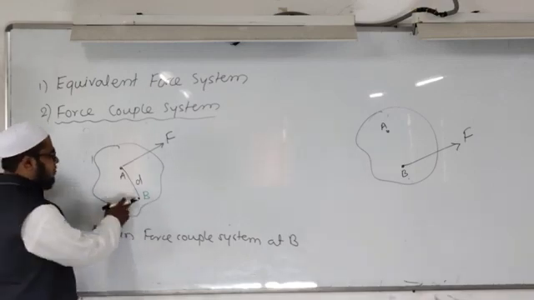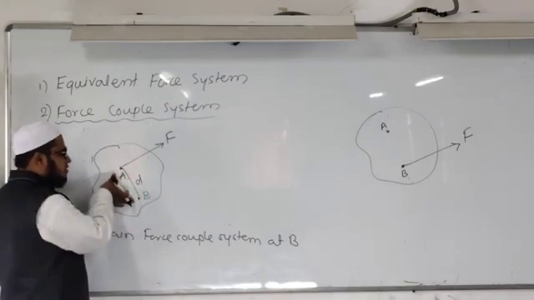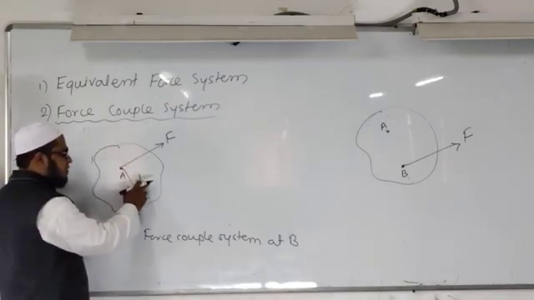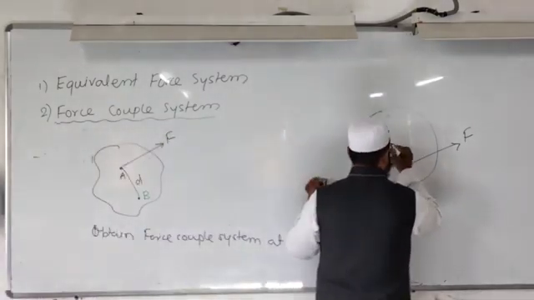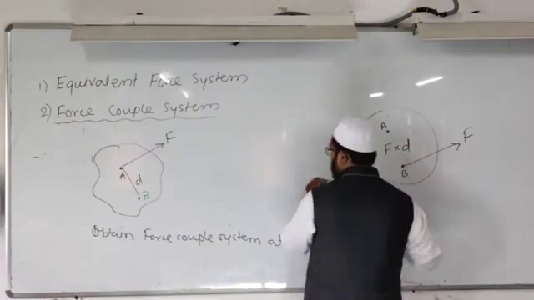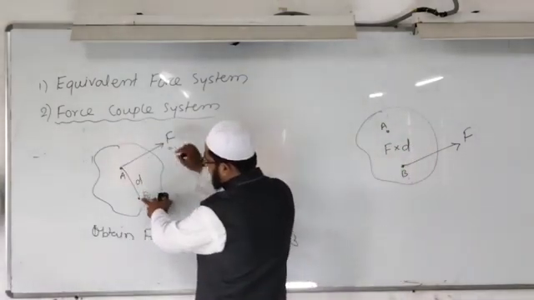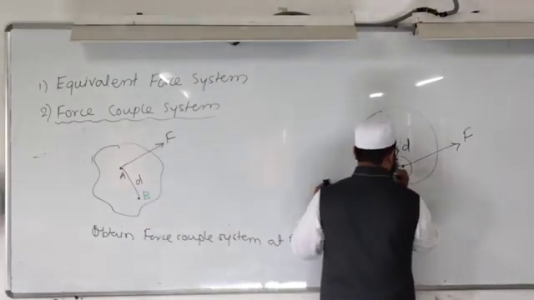If I am calculating the moment, what is the moment? Force into distance from the moment center. Force is F and distance from the moment center B is D. Therefore, the couple will have the magnitude of F into D, with orientation, from B the moment is in the clockwise direction. Therefore, we will write it.